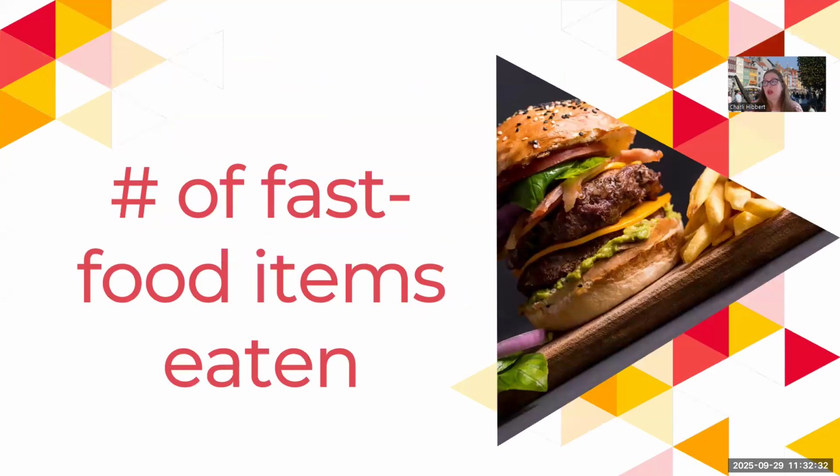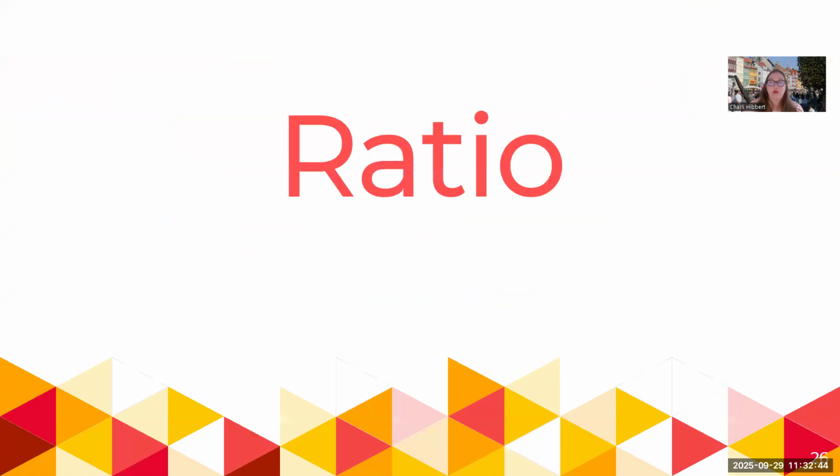Number of fast food items eaten. So ask yourself, are these categories or is it numeric? Is it categorical or quantitative? They are actually quantitative and it is ratio. If somebody has a 0, that means they did not eat fast food that week.